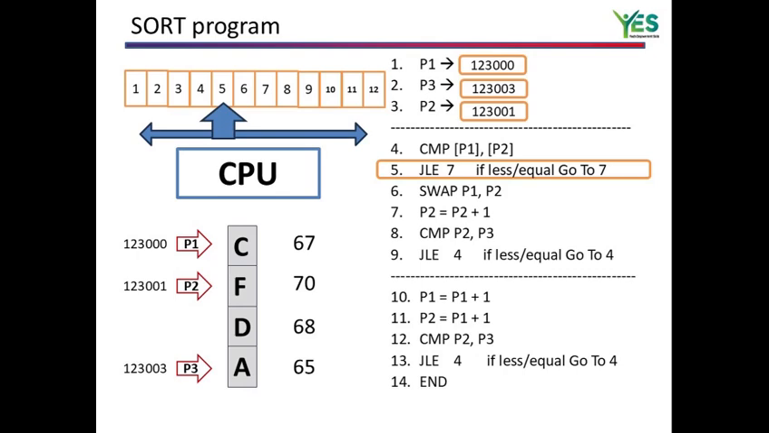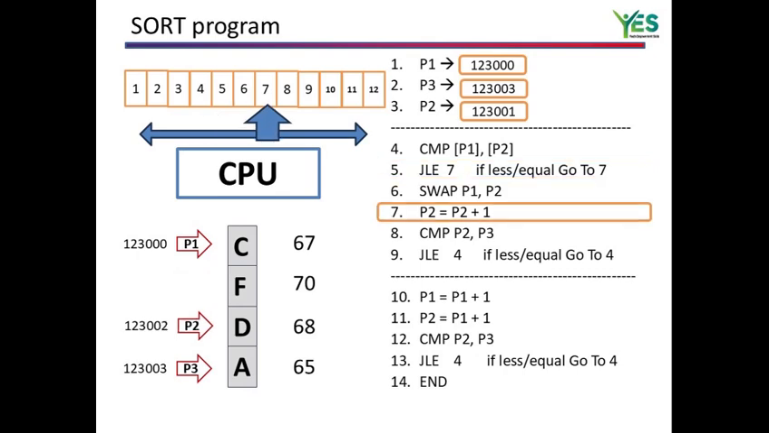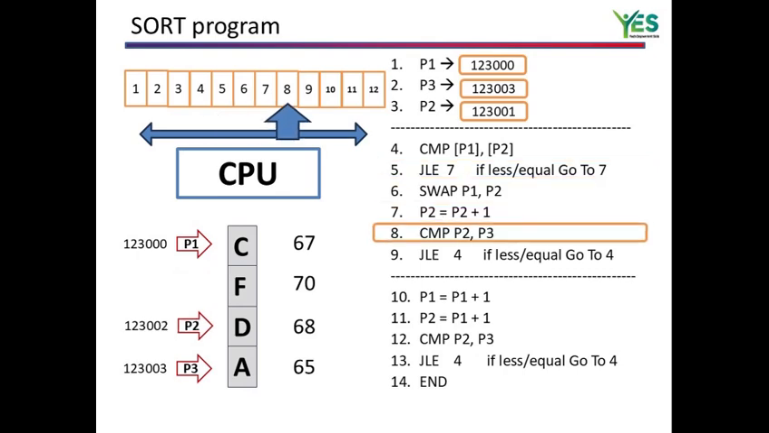Then the next statement, JLE, jumps if less or equal. In this case it is, so it jumps to instruction number 7. P2 points to the next position. CMP compares the value of P2 with P3. If P2 is less than or equal to P3 it jumps to statement 4. And in this case it jumps.